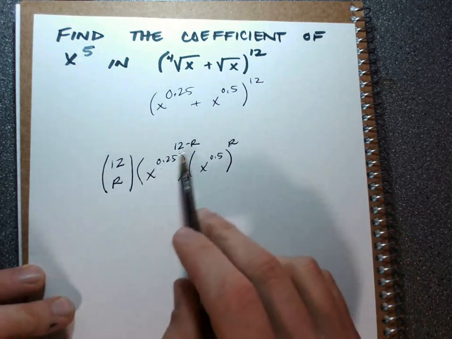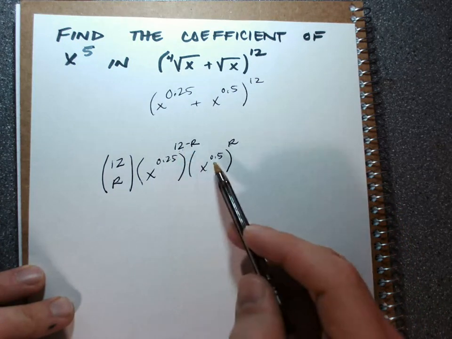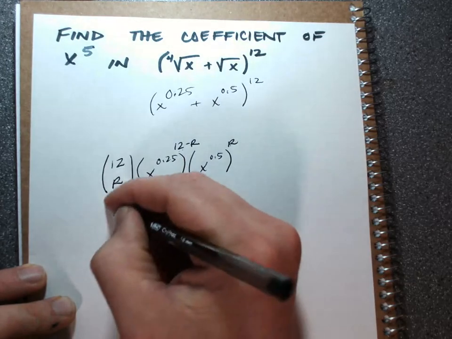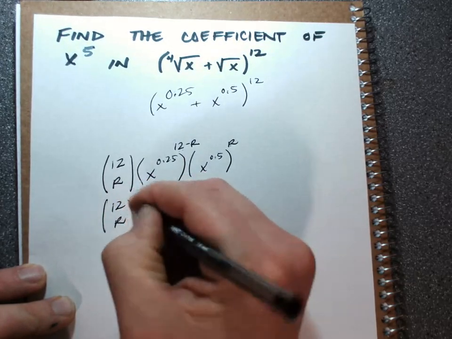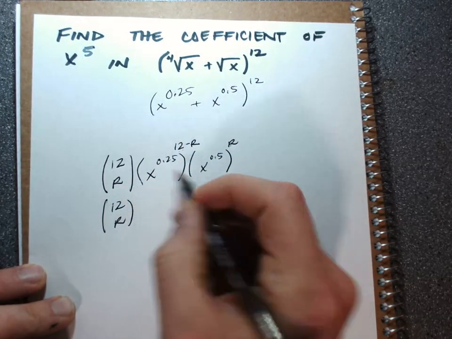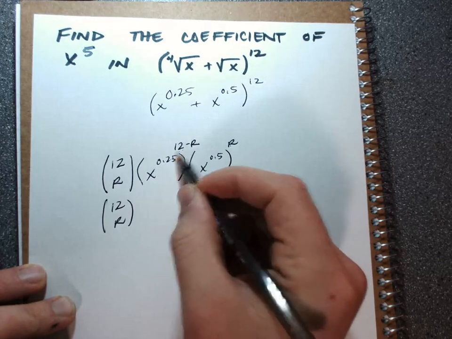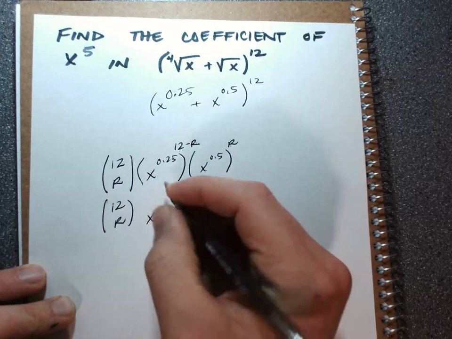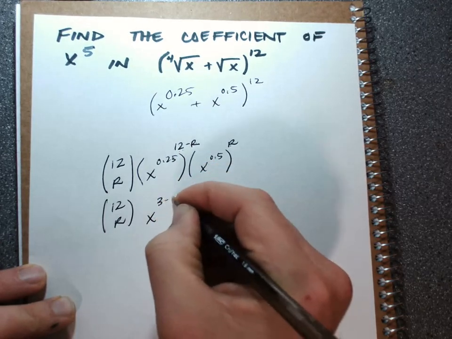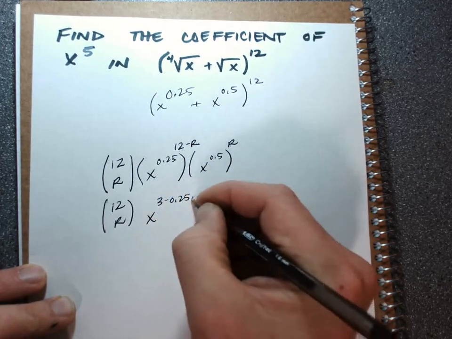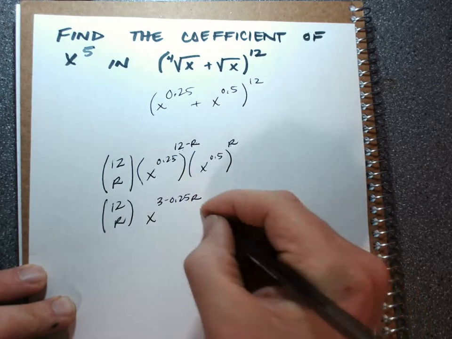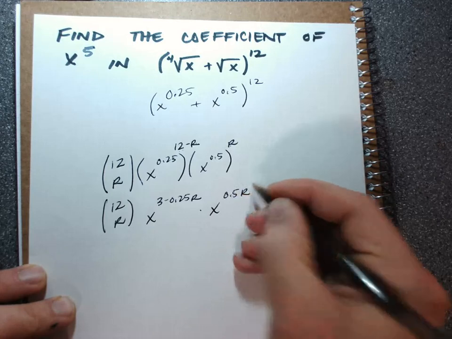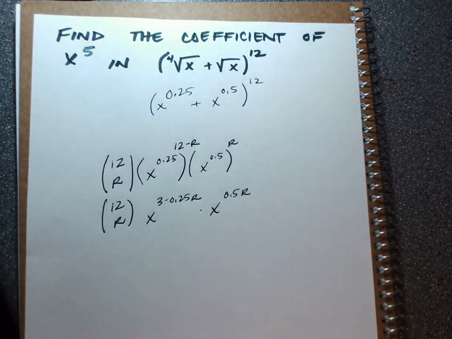And we can simplify this. We have a power to a power. In both cases, we would multiply to simplify. So if I rewrite this and simplify both of these, we would distribute the exponent to both of these. This would be x to the 3 minus 0.25r. That's what that would turn into. And this would be x to the 0.5r. Okay, that was our power rule.